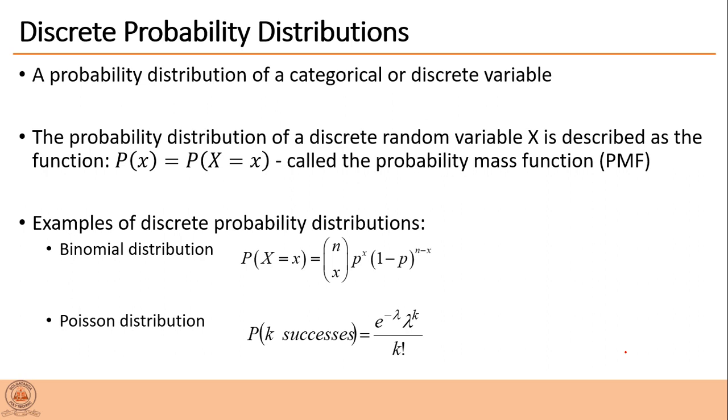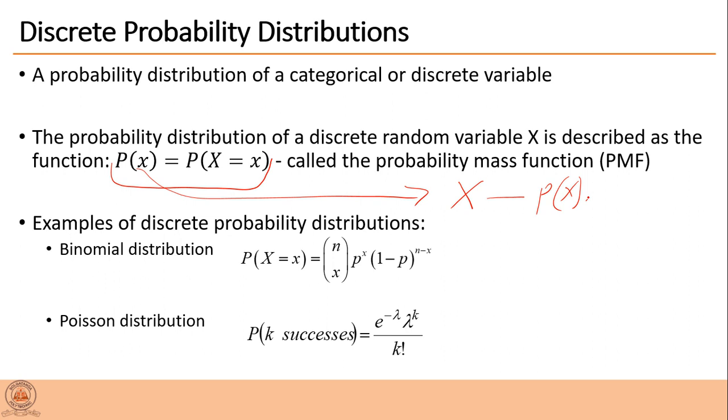The probability distribution of a discrete random variable x is described as a function. This is the function that describes the probability function, or the distribution. We call this the probability mass function. So we say, okay, the random variable x, what is the probability of this random variable? The association of the random variables with their respective probabilities is what we call the probability distribution function. And because it is a discrete function, we call that the probability mass function.